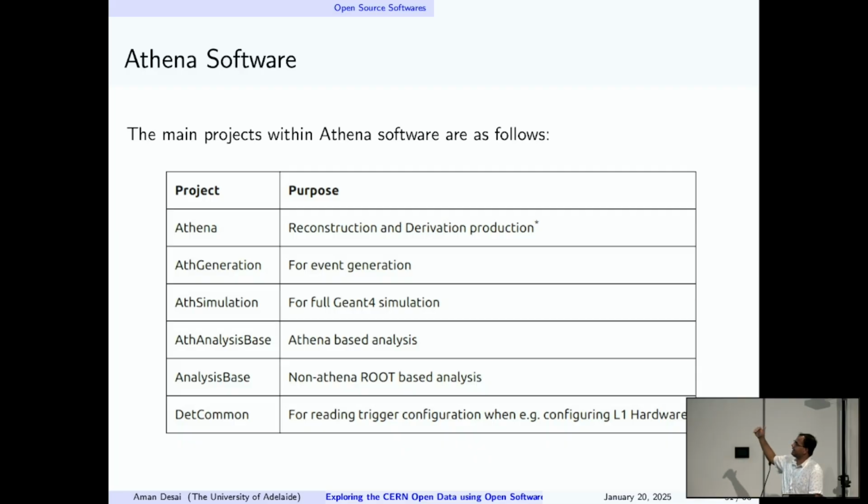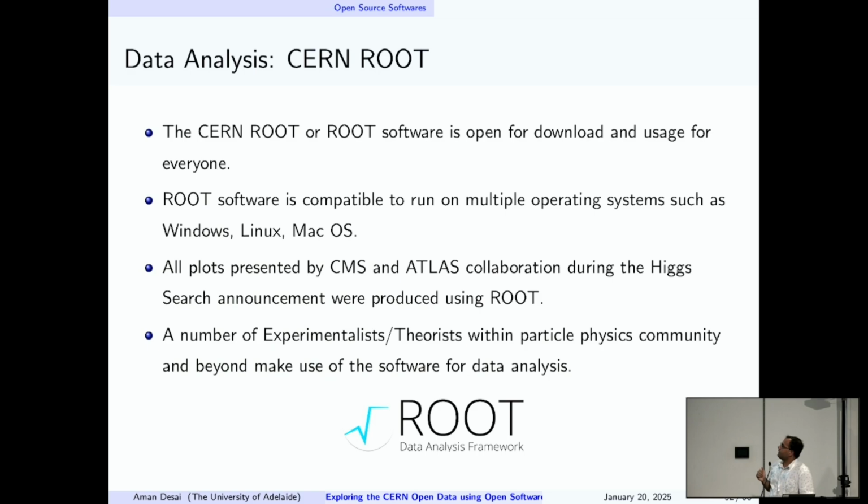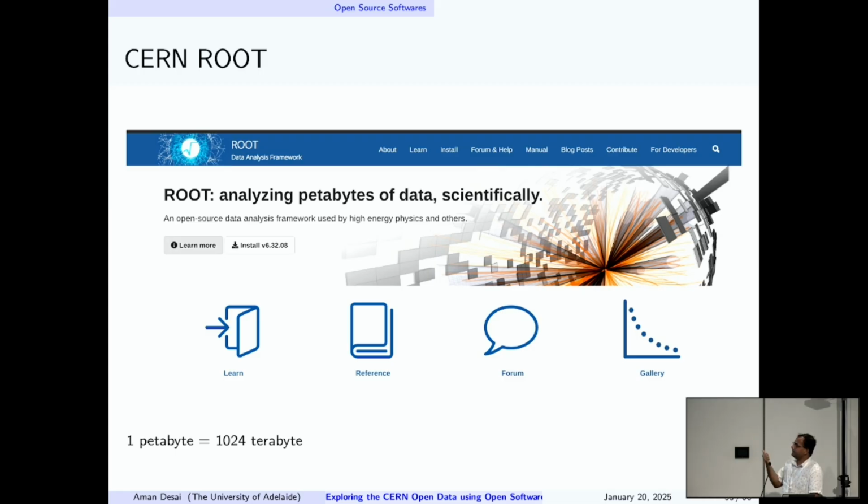Our Athena software is divided into multiple components where we do different types of things like simulation and event generation, so it's all divided orthogonal to each other. CERN ROOT is one of the well-known software packages. You'll be using this software in the tutorial. Most people in the field use ROOT. In fact, ROOT is also being used by astrophysicists nowadays. This is the website. Again, it's open source, and it was used to analyze petabytes of data scientifically.